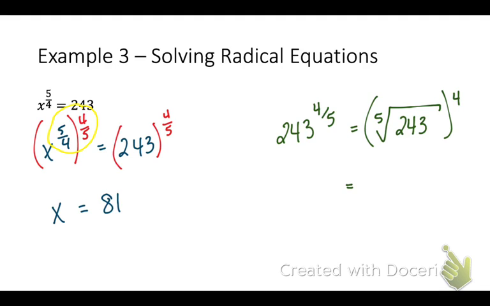Next, we're going to find the 5th root of 243. The way that we do that is we ask ourselves the question, what number to the 5th power equals 243? Just try stuff in your calculator. Try 2 to the 5th, 3 to the 5th, 4 to the 5th. You'll pretty quickly find that it's 3. So I have a 3 inside the parentheses, and it's still to the 4th. 3 to the 4th is just 3 times itself 4 times, which is 81.